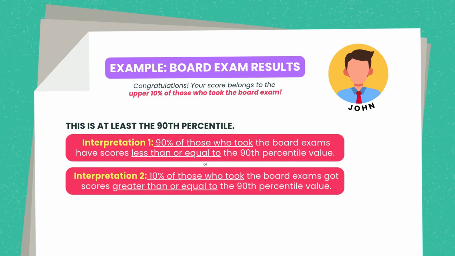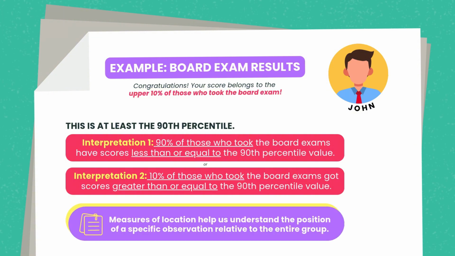Now, let's go back to the announcement. John's score belongs to the upper 10% of all those who took the board exam. Let's say CPA. Take note. Do we know the score of John based on the announcement? No. That is the idea of the measures of location. We simply know their position or location with regards to all those who took the board exam. And what is his position? He belongs to the upper 10% of those who took the board exam.